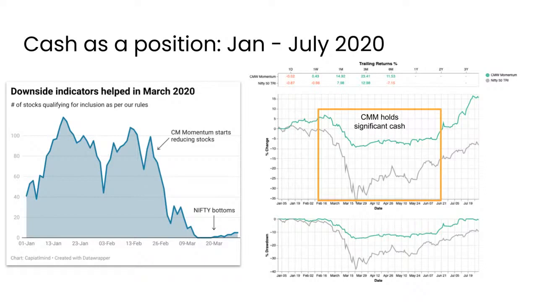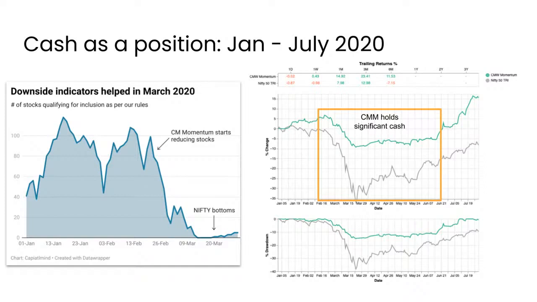The Nifty bottomed out on 23rd March. By that time, the portfolio was almost largely in cash. There were very few stocks in the portfolio at that time. And on the right is the impact of that on how things went. So the green line is our portfolio, and the gray line is the Nifty. Having moved a fair amount to cash, we were able to cap the downside of the portfolio.